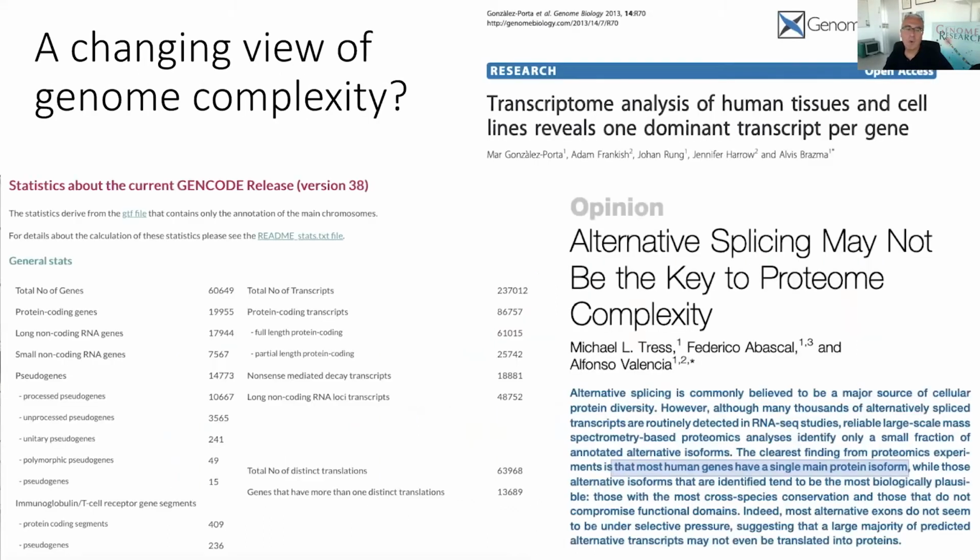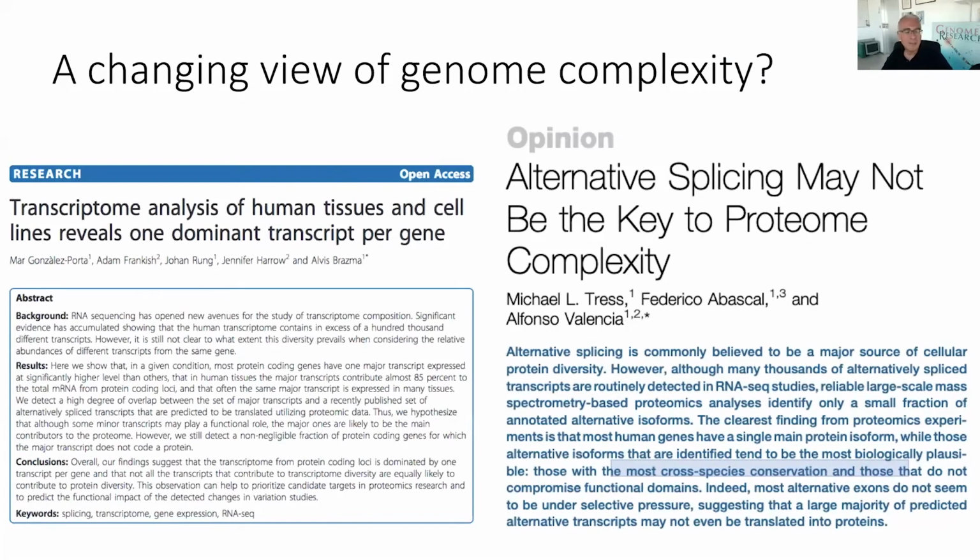And that's relevant because of the following. It is now becoming very clear through many different works that even though there is this huge transcriptional complexity, across many tissues it's always the same isoform, the one that's the most highly expressed. Actually, the work of Mark Gonzalez-Porta and Alvis Brazma's group shows that almost 80% of all the mRNA from protein coding genes is always captured by the same isoform. And this work with Michael Tress and Alfonso Valencia shows that this is true. What I mean is that most human genes have a single main protein isoform.